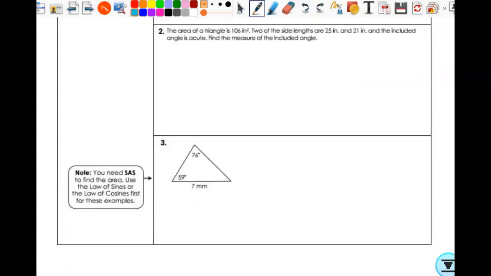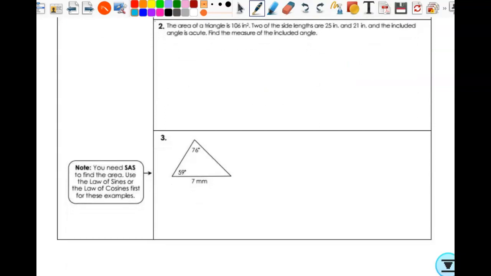Okay. So this next one says the area of a triangle is 106 inches squared. So I have a triangle here. The area is 106 inches squared. Two of the side lengths are 25 inches and 21 inches. And the included angle is acute. Find the measure of the included angle. I want theta.